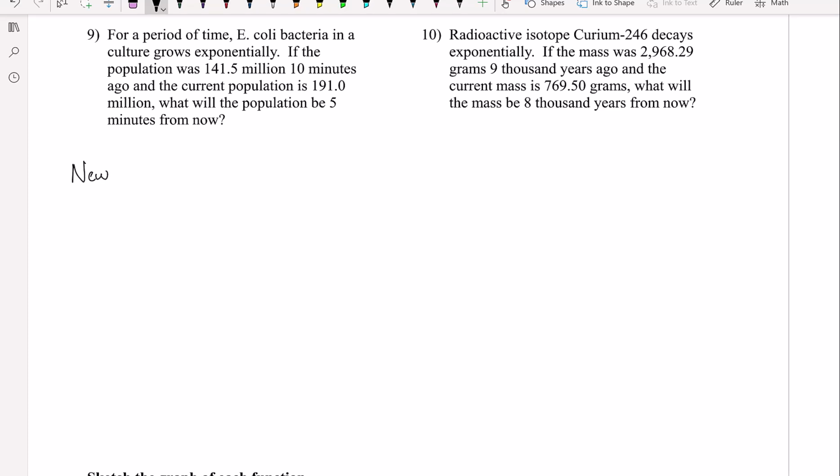Here's the formula. So it's the current. To get our rate, it's the current amount divided by the previous or the past amount. And then you're going to raise it to the desired time over the previous time. So if you have it like that, it makes it fairly easy. So what will the population be? So that's new.